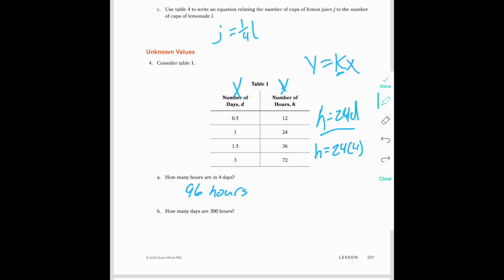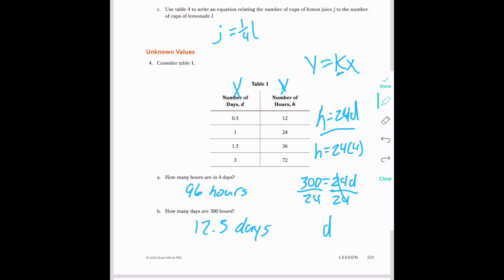Okay. And then part B says how many days are in 300 hours. So same process. We don't have it in our table, but we have the variable H, which means instead of H, we can write 300 equals 24D, right? And then we do our solving equation technique, which means we can divide by 24 to get D by itself to figure out what D is. So D would equal 300 divided by 24, which is 12.5 or 12 and a half days.